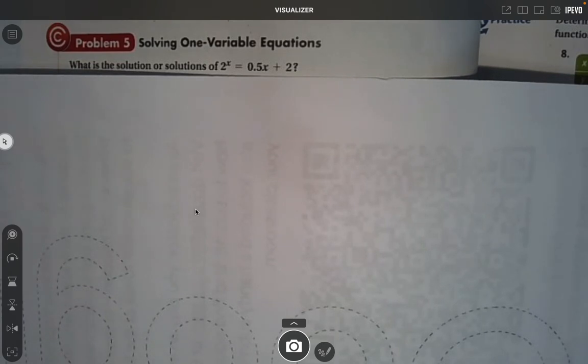This, you would have to use a graphing calculator. That's why it's not on tomorrow's worksheet. I don't think it's on your test. But this will give you a head start for Algebra 2. So we're going to go over it.